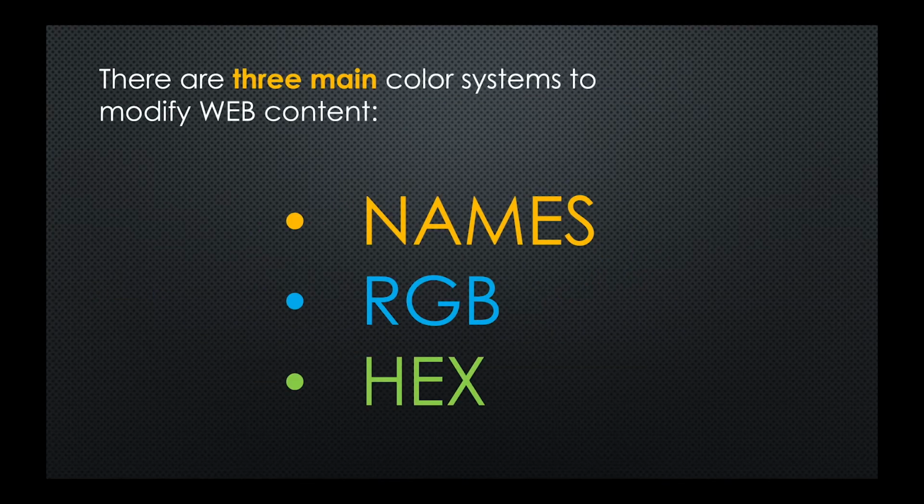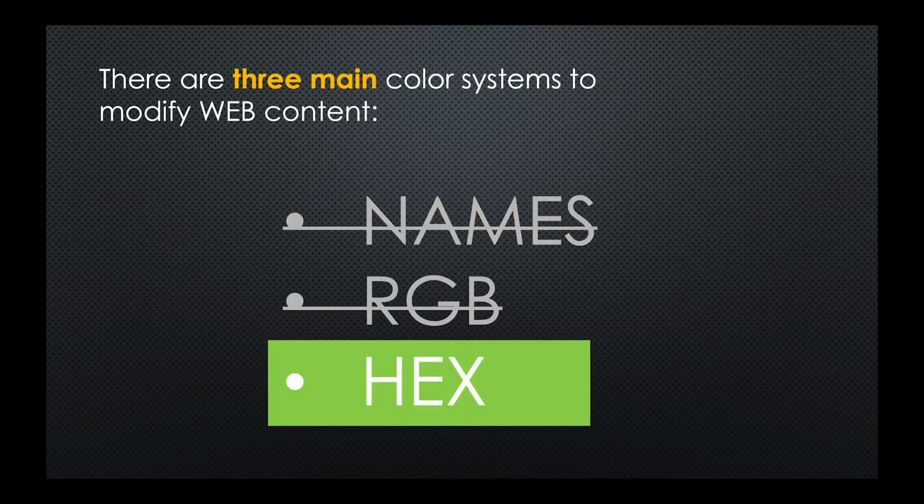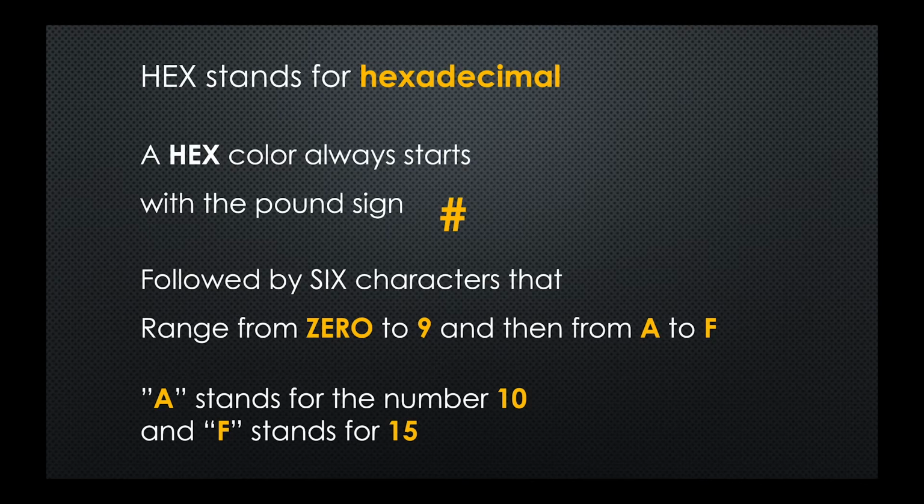Color. There are three main systems for color. One is names, the other one is RGB, and the other one is known as hex. We're not going to be using names. We'll be coming back to RGB later in the semester. We're concentrating on hex. Hex stands for hexadecimal. A hex color always starts with a pound sign, and it's followed by 6 characters that could range from 0 to 9 and then from A to F.